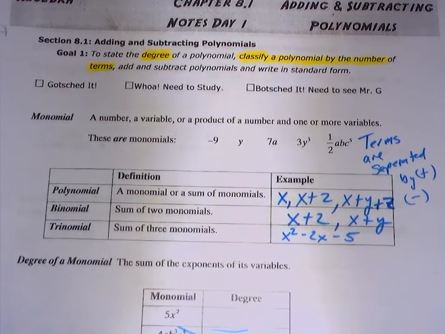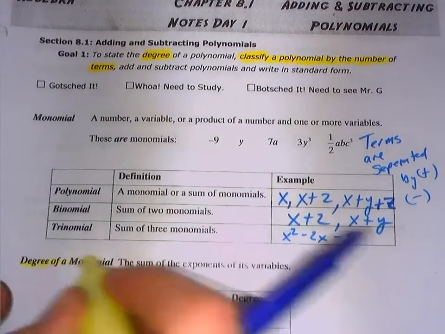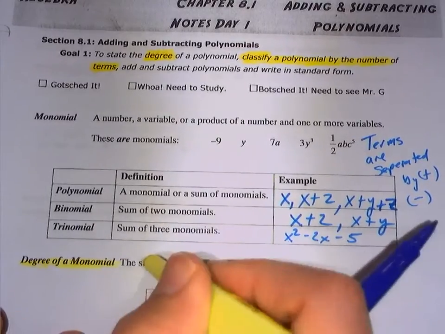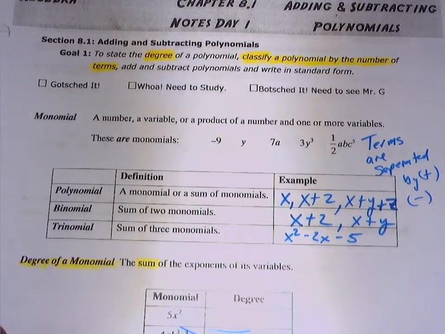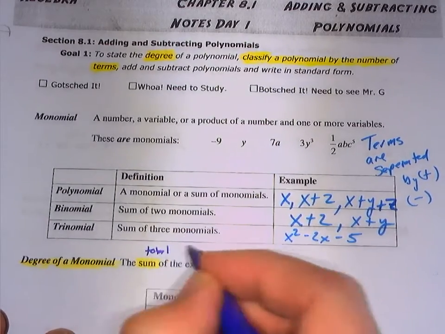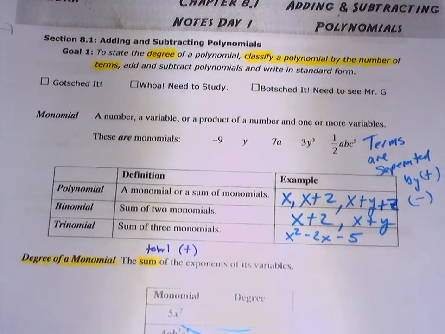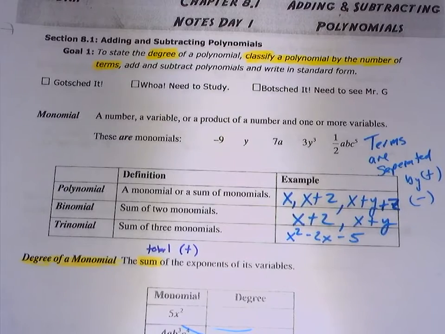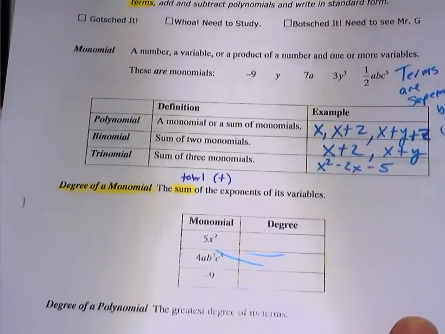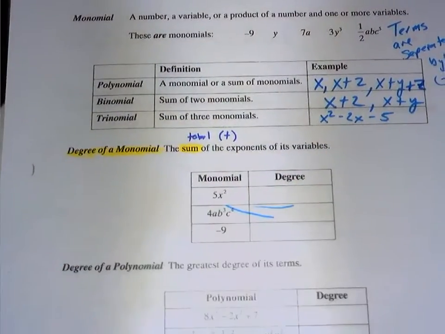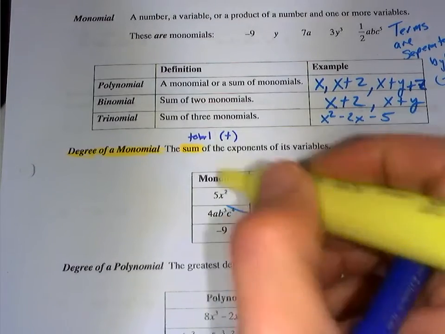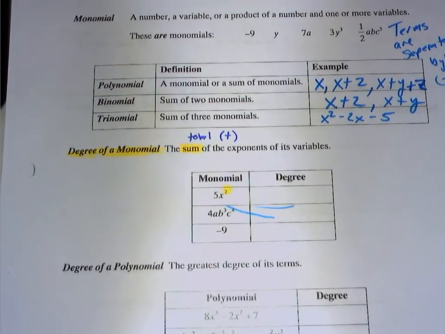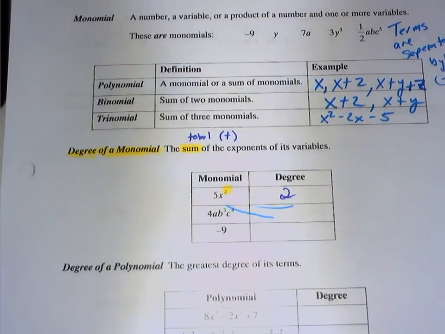The first thing we've got to do is state the degree of a polynomial, and specifically we're looking at the degree of a monomial. What we're going to do is find the sum. What does sum mean, y'all? Colton? Total. And total means addition, right? We're going to find the sum, the total, the addition of the exponents of the variables, and that's its degree. On the first monomial, I have 5x squared. What's this guy? Exponent. Is that just a 2? So we would say that's a degree 2.